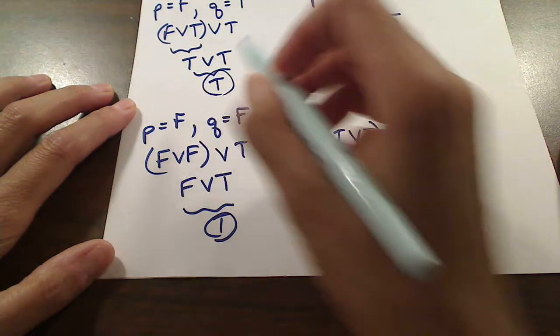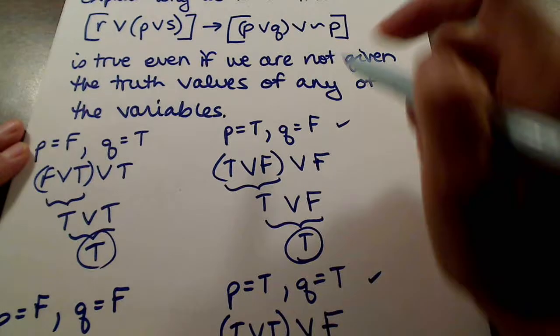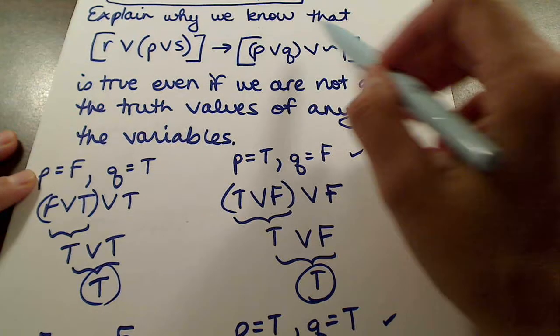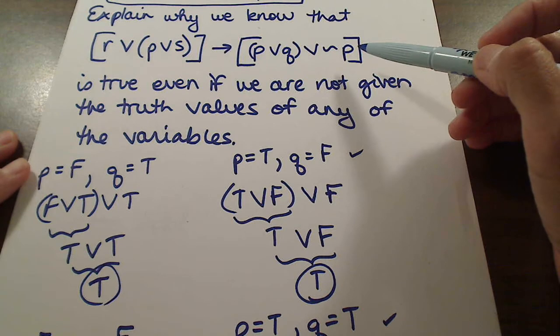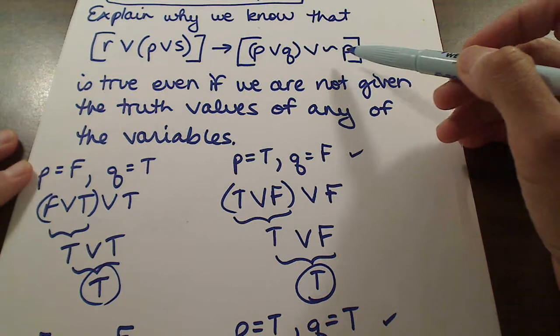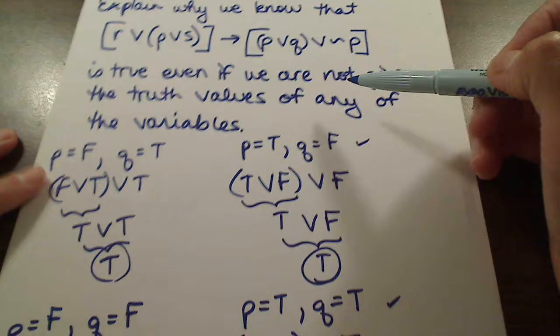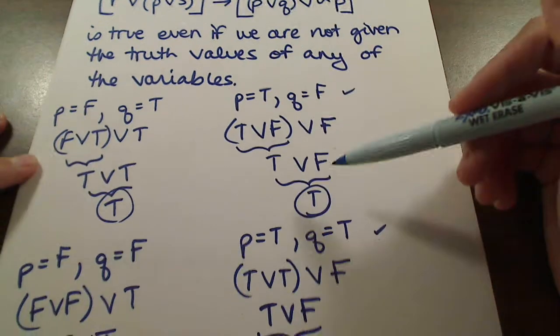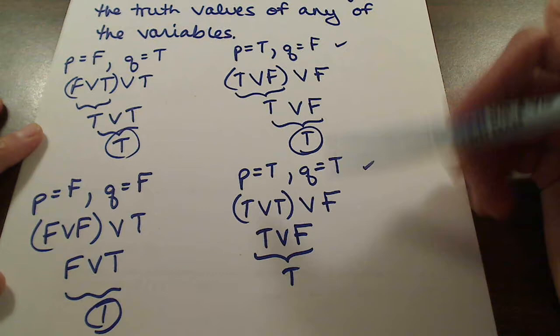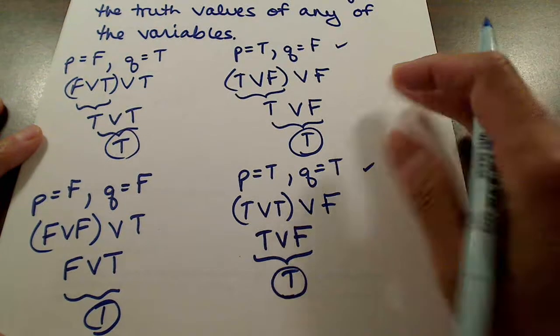So no matter what your P and your Q are, this second portion of our conditional, the consequent as we call it, is going to end up being true. Regardless of what your P and your Q truth values are, we can see that the result ends up being true in all of these situations.